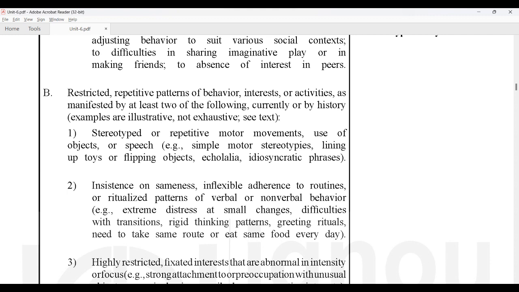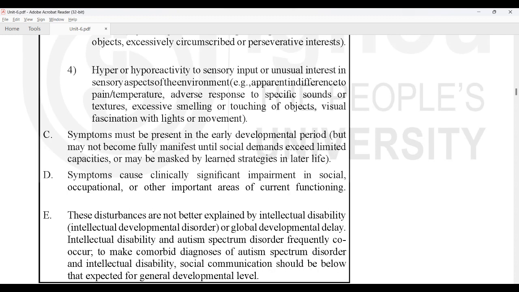2. Insistence on sameness, inflexible adherence to routines, or ritualized patterns of verbal or nonverbal behavior, for example, extreme distress at small changes, difficulties with transitions, rigid thinking patterns, greeting rituals, need to take same route or eat same food every day. 3. Highly restricted, fixated interests that are abnormal in intensity or focus, for example, strong attachment to or preoccupation with unusual objects, excessively circumscribed or perseverative interests. 4. Hyper- or hyporeactivity to sensory input or unusual interest in sensory aspects of the environment, for example, apparent indifference to pain/temperature, adverse response to specific sounds or textures, excessive smelling or touching of objects, visual fascination with lights or movement.